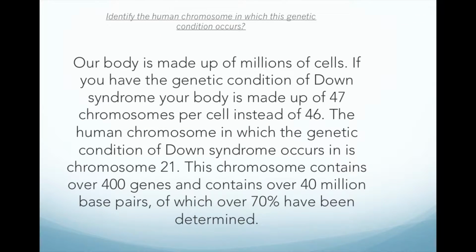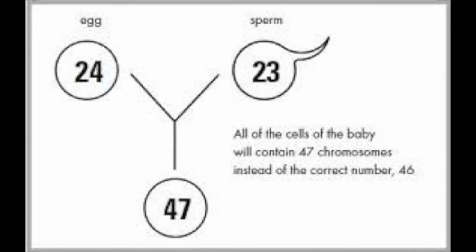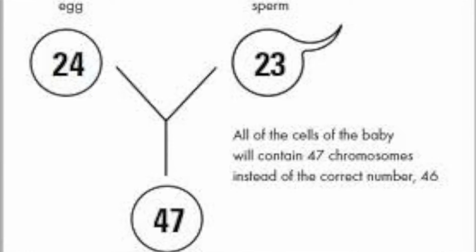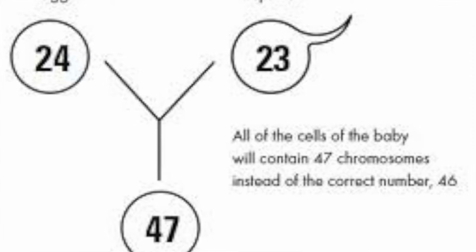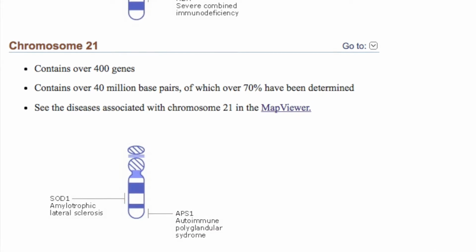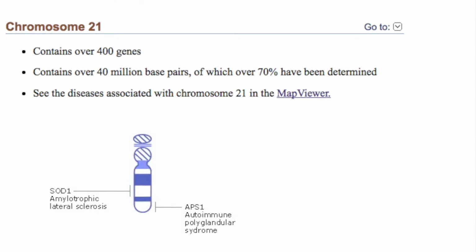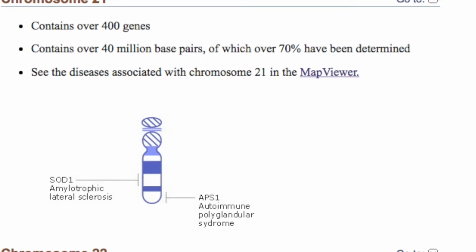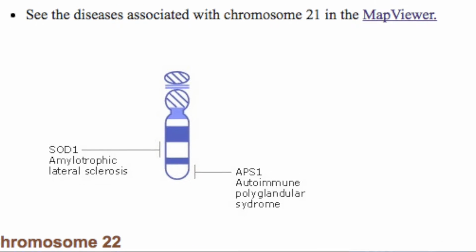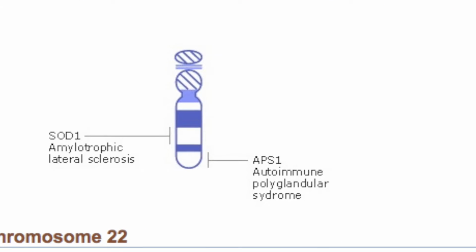Our body is made up of millions of cells. If you have the genetic condition of Down syndrome, your body is made up of 47 chromosomes per cell instead of 46. The human chromosome in which the genetic condition occurs is chromosome 21. This chromosome contains over 400 genes and over 40 million base pairs, of which 70% have been determined.